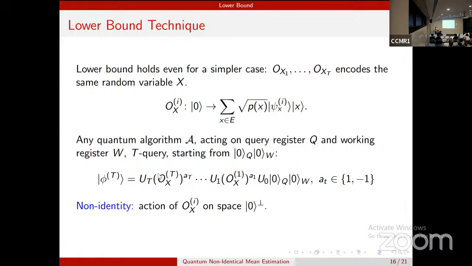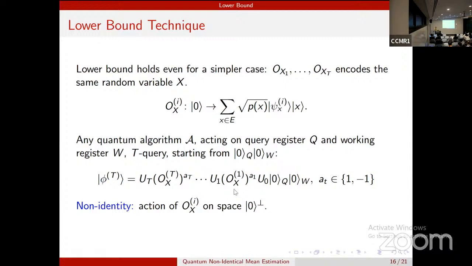Okay, so let's come back to any fixed quantum algorithm. It can be described as a sequence of unitaries. We start from the 0 quantum state and then apply an arbitrary unitary U0, and then query OX1 or OX1 dagger to the query register, and then another arbitrary unitary, and so on. And finally, we get a final quantum state phi T, and the measurement of it gives the estimation result.